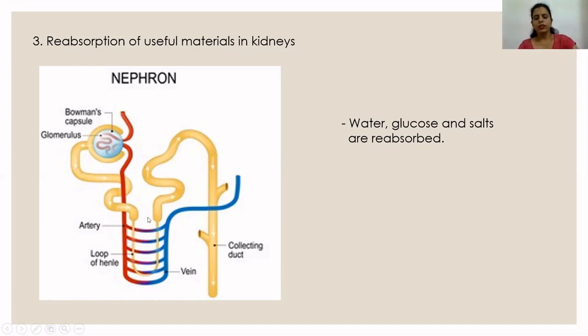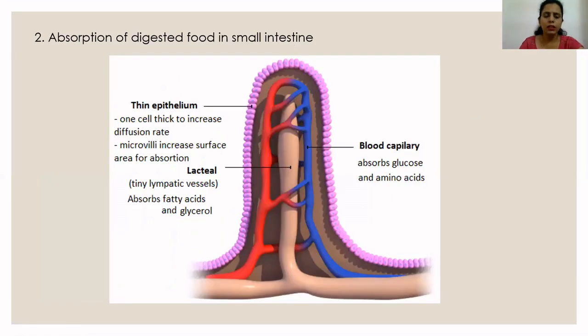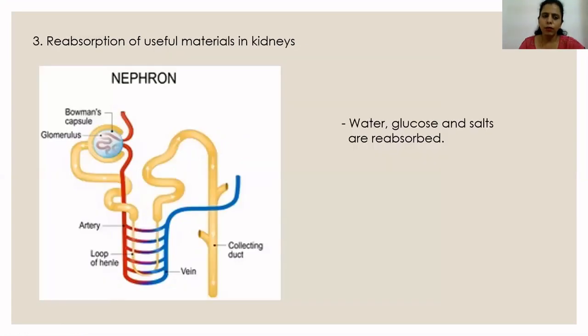Now you have to remember one thing, that when absorption of glucose occurs in the small intestine, glucose is always absorbed in the small intestine by the process of active transport. But in case of kidneys, glucose is always reabsorbed by the process of diffusion.